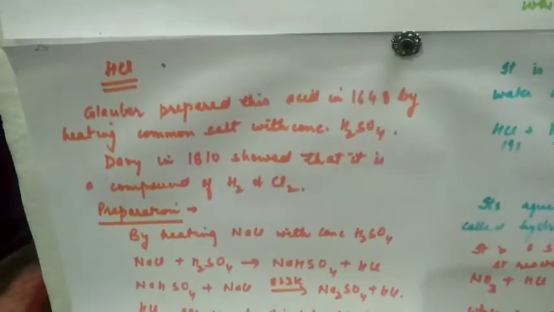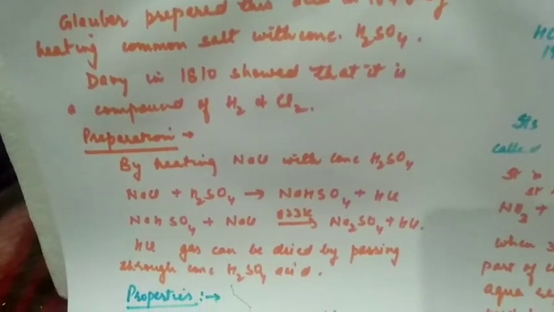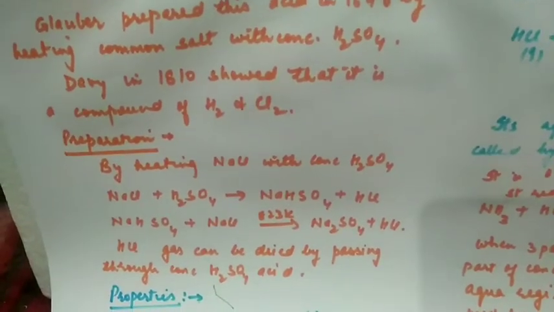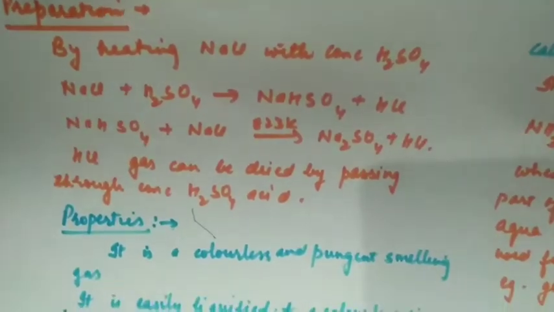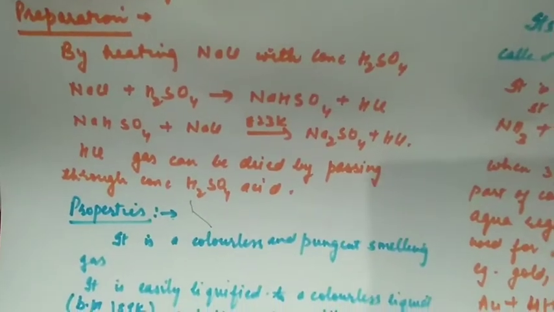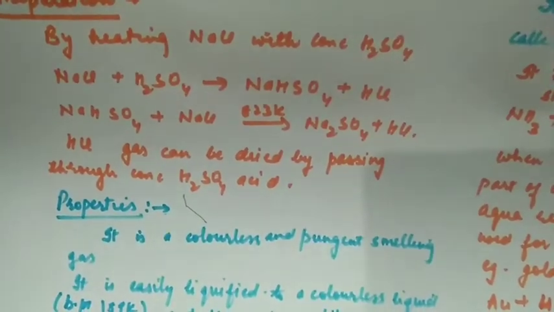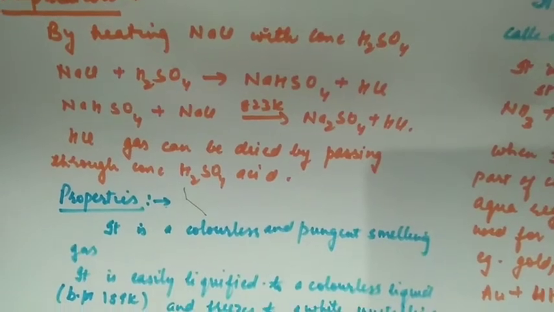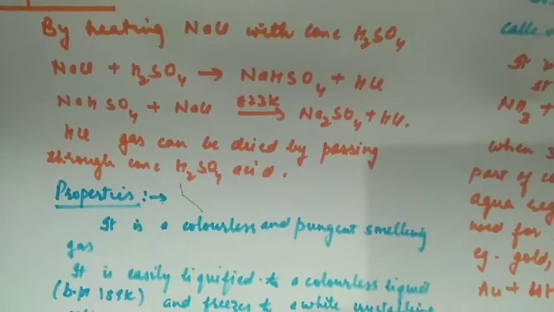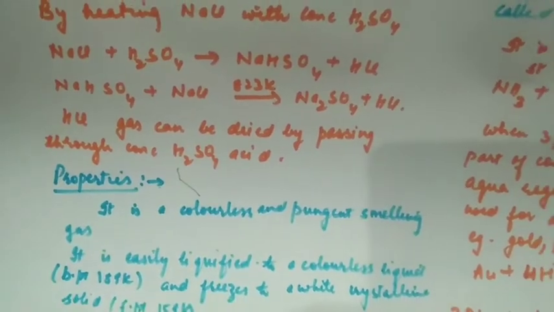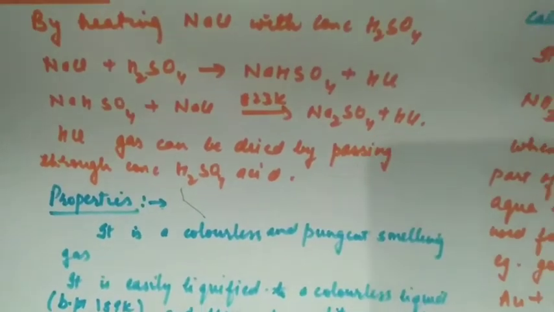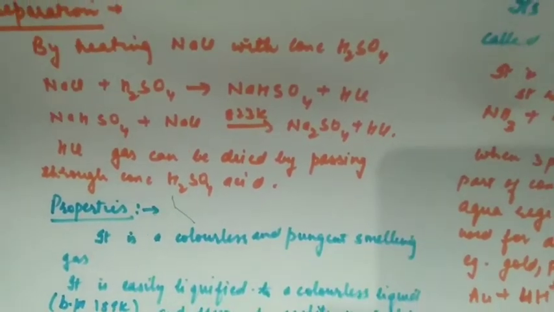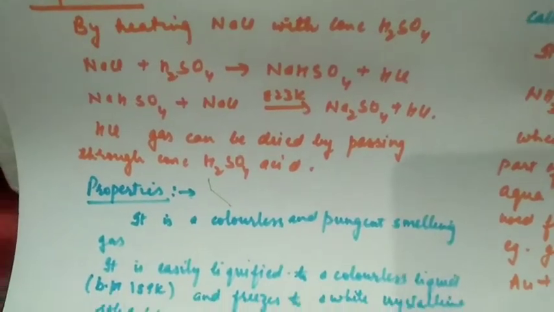Next compound is hydrogen chloride. Glauber prepared this acid in 1648 by heating common salt with concentrated sulfuric acid, but in 1810 Davy showed that it is a compound of hydrogen and chlorine. Preparation: we can heat NaCl with concentrated sulfuric acid to form sodium bisulfate and HCl, and sodium bisulfate can also react with sodium chloride to produce HCl along with sodium sulfate. The HCl gas so produced can be dried by passing it through concentrated sulfuric acid.